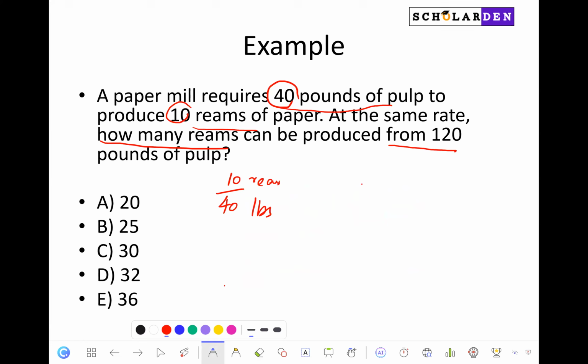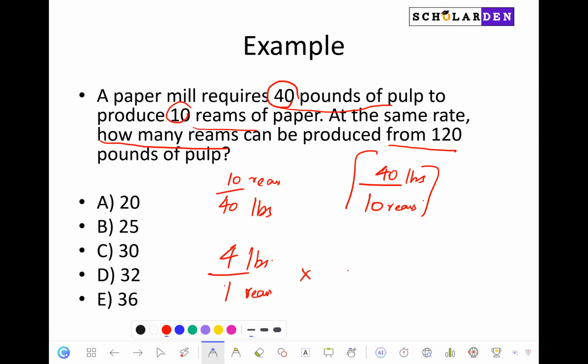We said that for every 10 reams, we need 40 pounds of pulp. If this was our formulation in the beginning, and we did the same measure, we now have pounds over 1 ream times 120 pounds. Do we get the answer in reams? No, we do not, because the reams is in the denominator, so you cannot get the answer in reams.